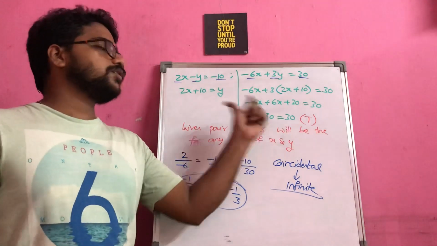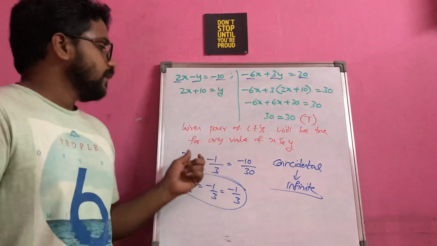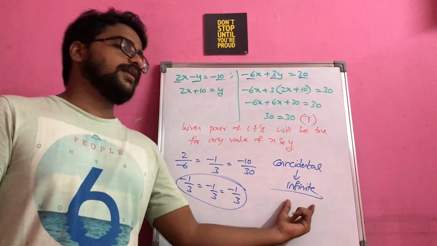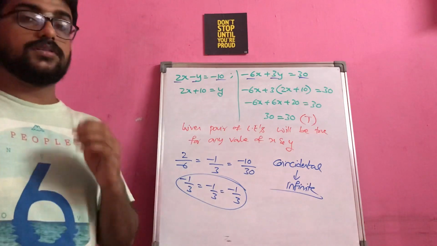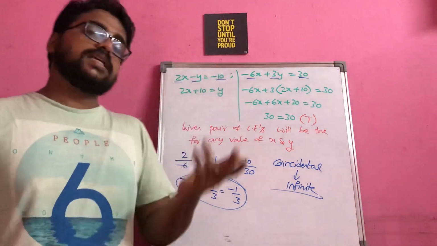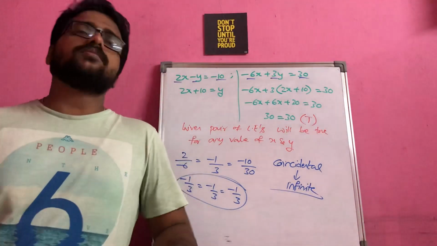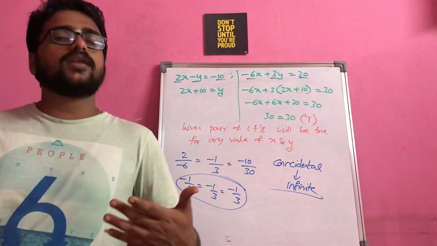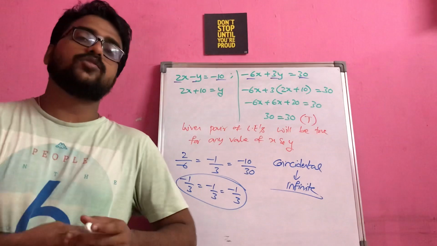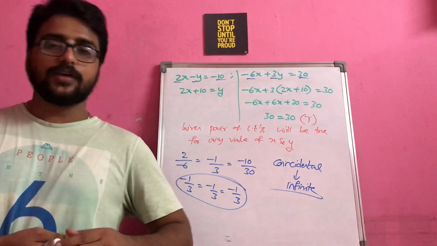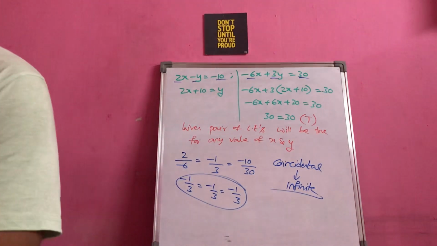If you are getting a true statement, indicating that the lines will be coincidental lines and it will have an infinite number of solutions. Similarly, in the previous case we had a false statement. That means there is no scope for the lines to intersect, indicating that the lines are parallel and there is no common solution for that. Okay. Let us see some more questions now.